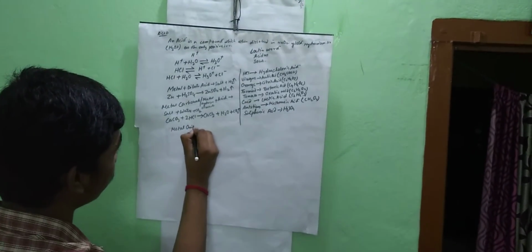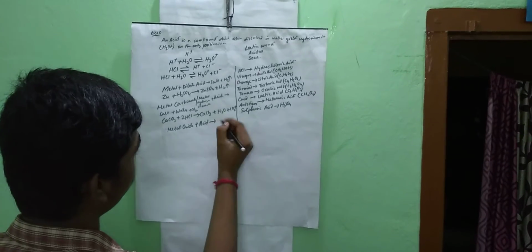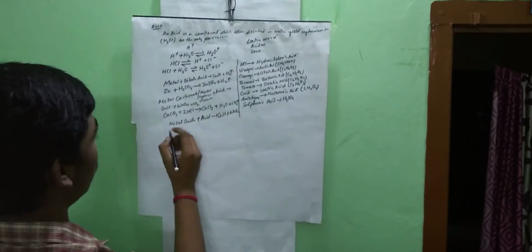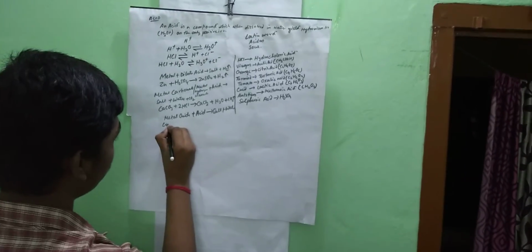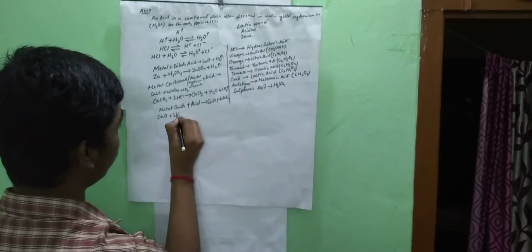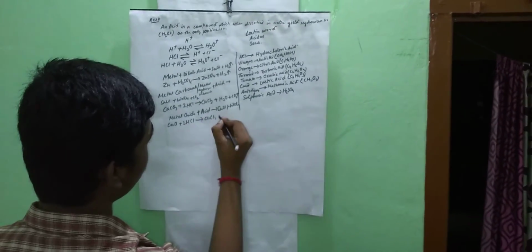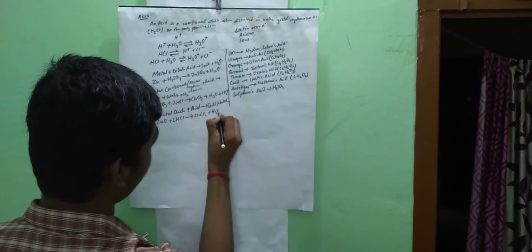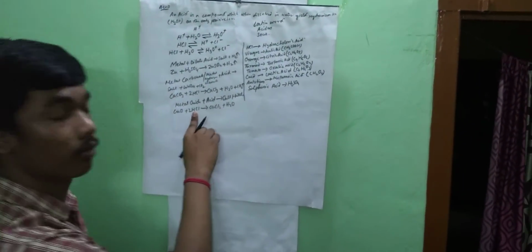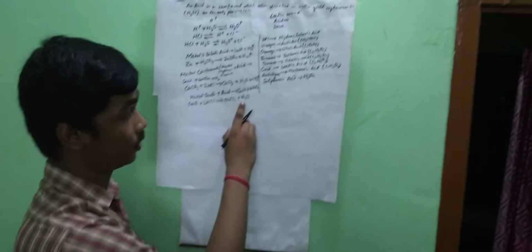The next part is metal oxide. Metal oxide plus acid gives salt plus water. So CuO plus 2HCl gives CuCl2 plus H2O. CuO means copper oxide, HCl means hydrochloric acid, CuCl2 means copper chloride, and H2O means water.